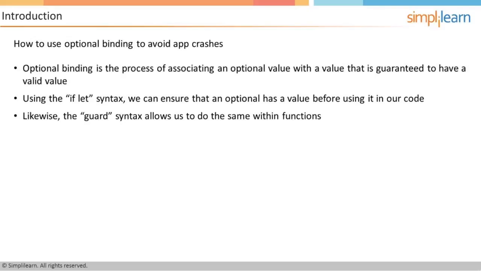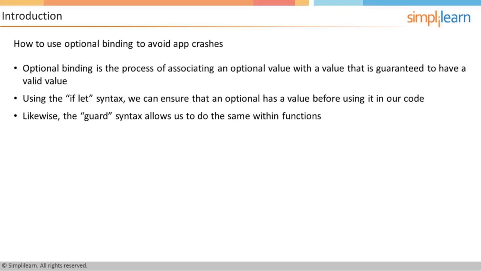Now we can do this using the if let syntax. We can ensure that an optional has a value before using it in our code. And likewise, if we're using a function, we can use the guard syntax, which will allow us to do the same thing, but within a function. So that's some pretty interesting stuff. We're going to learn all about optional binding, if-let, and guard syntax right now in a playground.